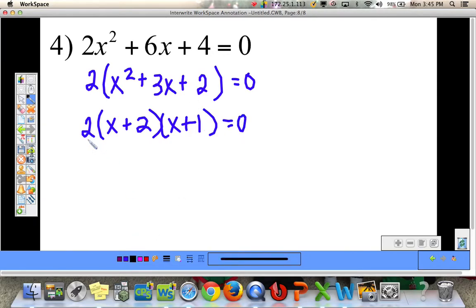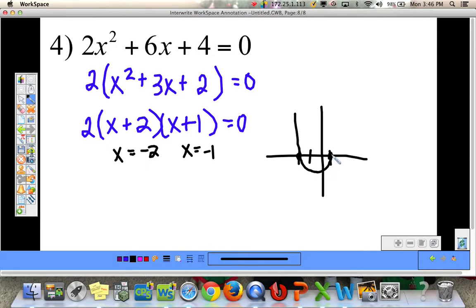And when you solve, the 2 doesn't matter. But what makes this factor 0? Negative 2. What makes this factor 0? Negative 1. So if we were to sketch this function, it would look something like this.